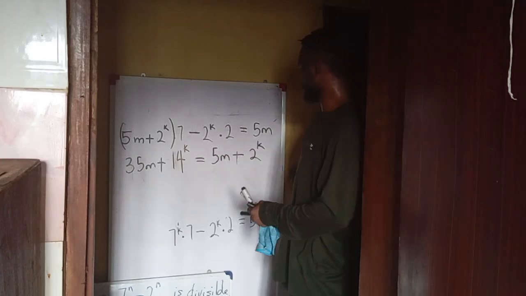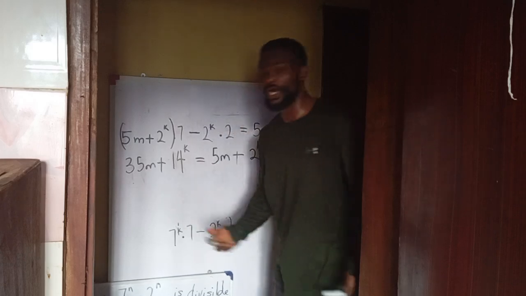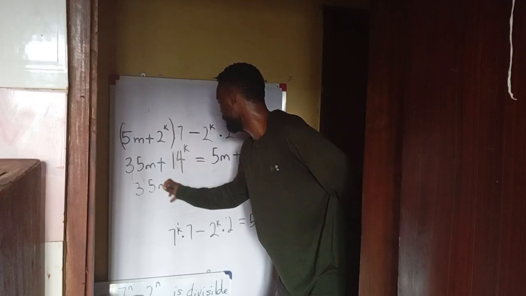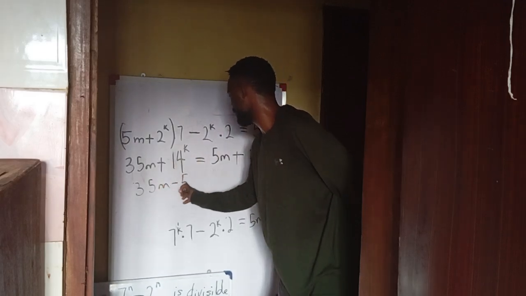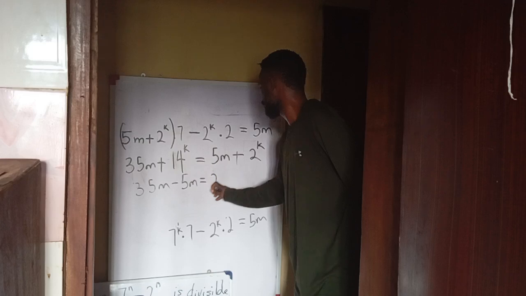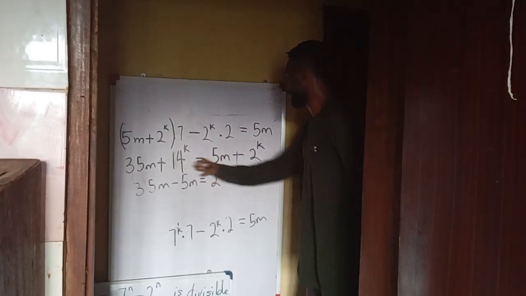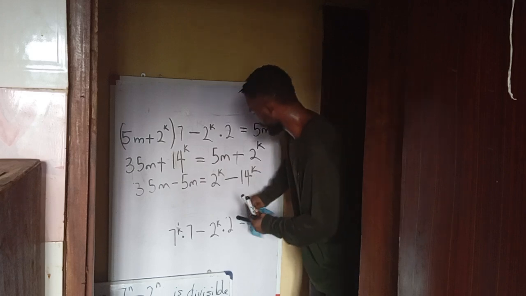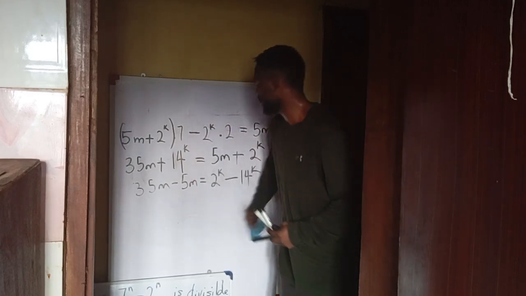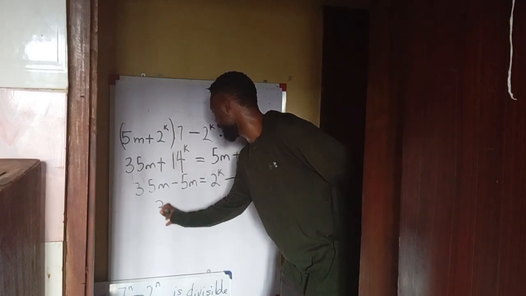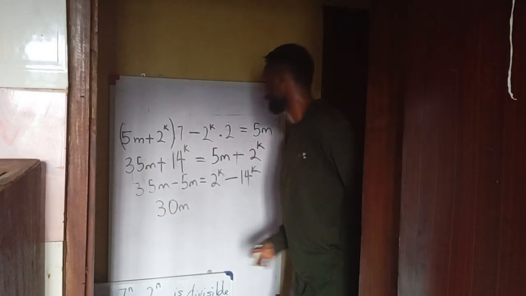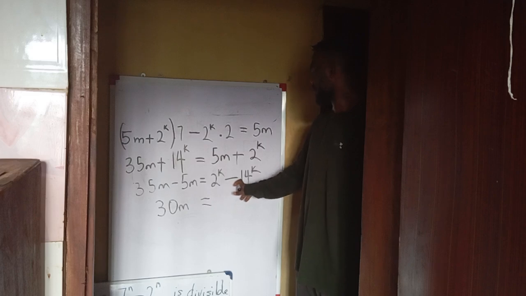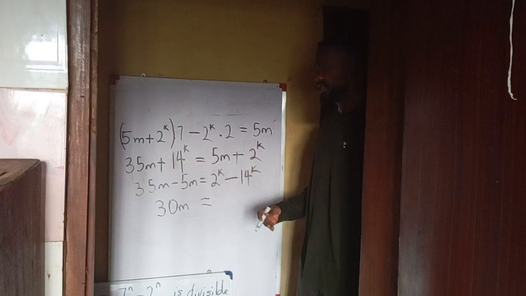So if this happens to cross the equality sign, I will now have, okay, or I can say collect like terms. So I will have 35m minus 5m equals 2 raised to power k minus 14 raised to power k. Remember, we have no use for this because we used it to replace something. So I will now have 30m is equal to 2 raised to power k minus 14 raised to power k.